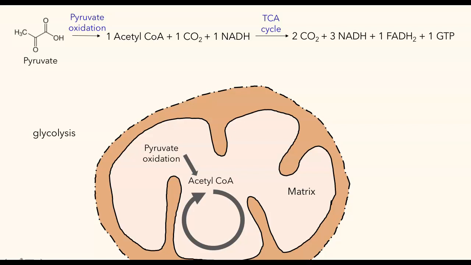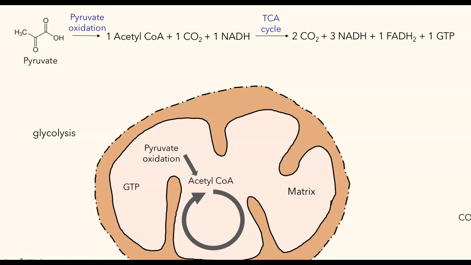I'm going to wrap up this video by talking about what happens to the products generated through these reactions. Well, one of the things that gets produced is CO2. The 3 carbons in pyruvate are released as carbon dioxide. Carbon dioxide is a gas. It's very membrane permeable. It will pass out of the mitochondrion and out of the cell.